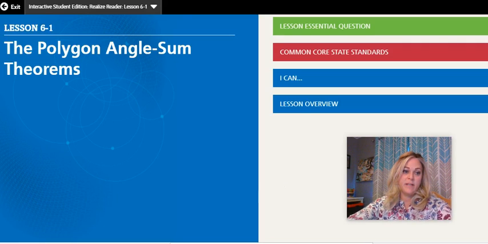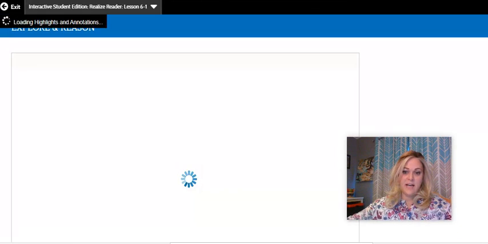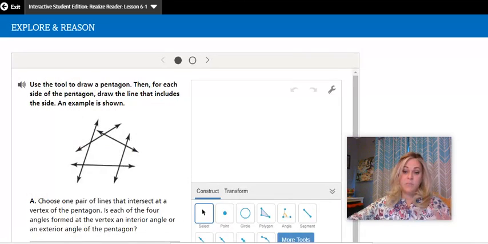Lesson 6.1, the polygon angle sum theorems. This lesson starts out using polygons and breaks them up into things that we know and have used lots, and those are triangles. So it says use the tools to draw a pentagon.